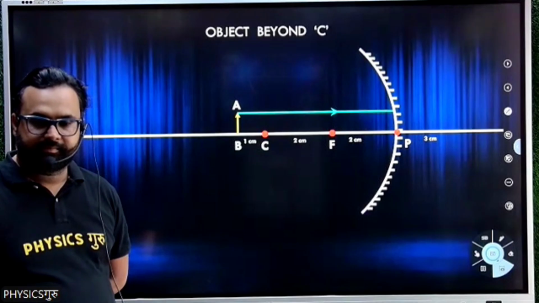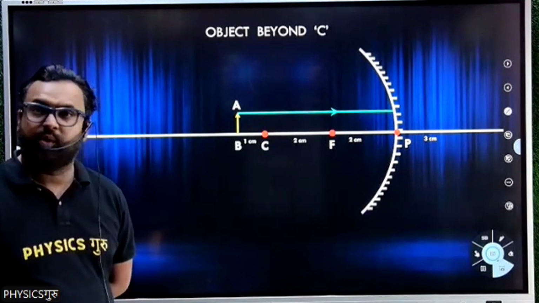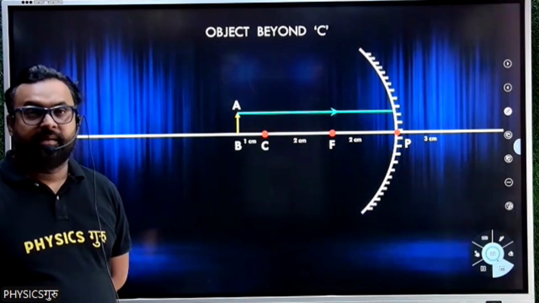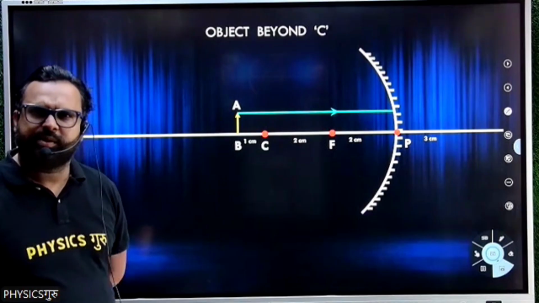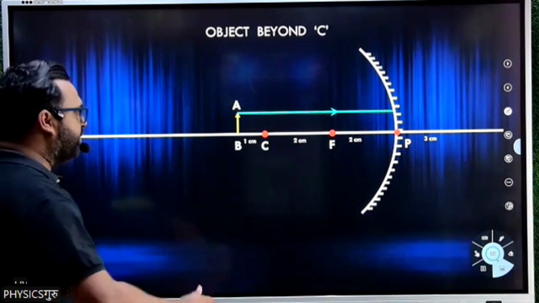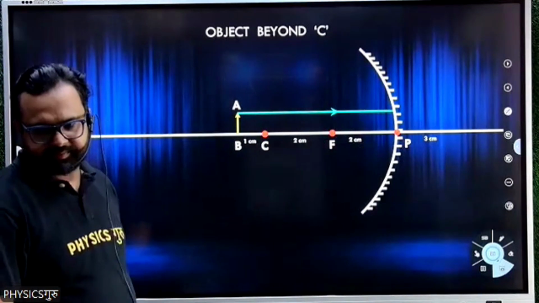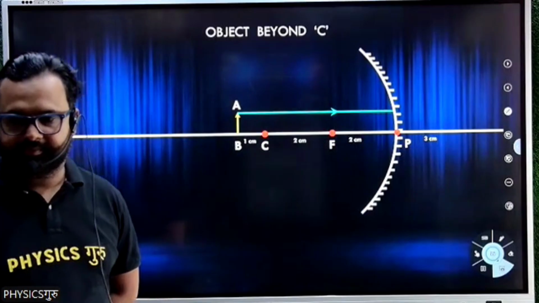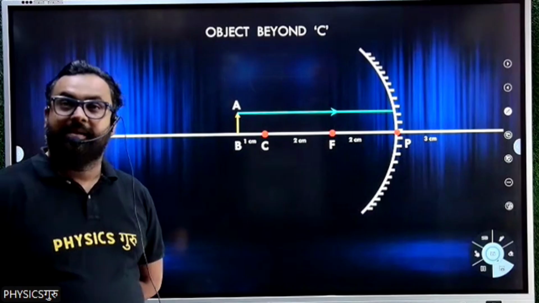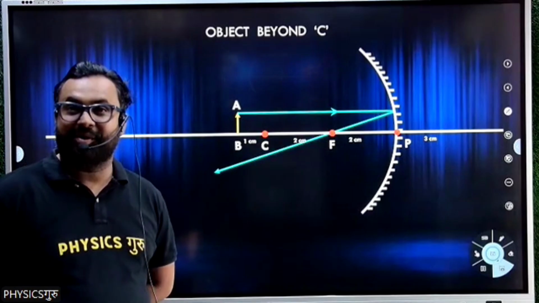Sir, we don't need to mention the length between the center of curvature and focus? There is no need to mention the length. I have mentioned it because I want to make sure that focal length is half of the radius of curvature. Now, after reflection it passes through the focus. This is step number one.